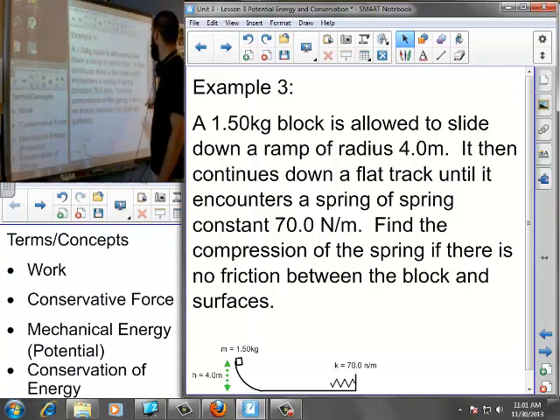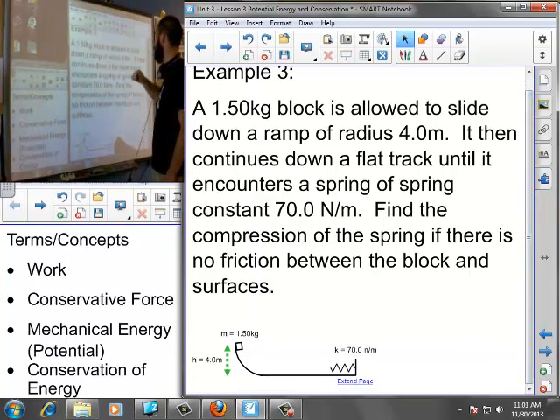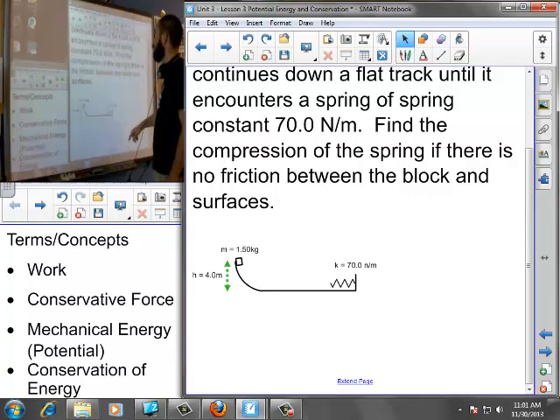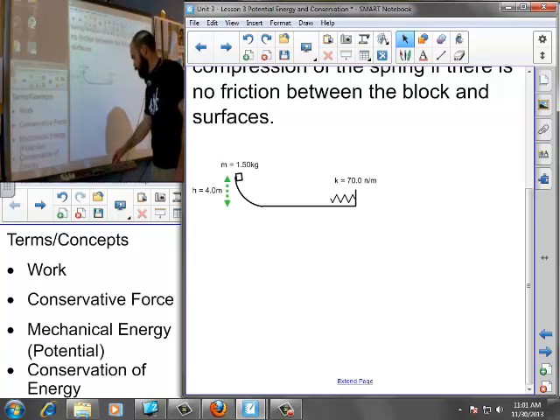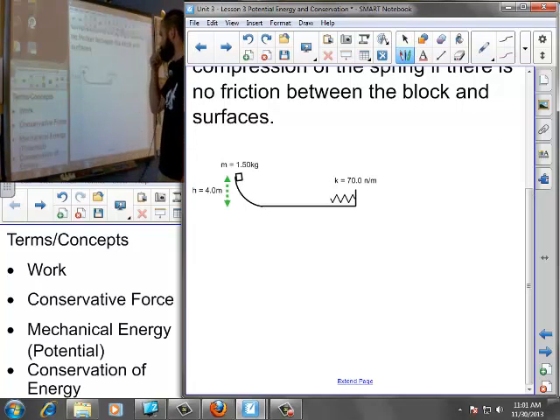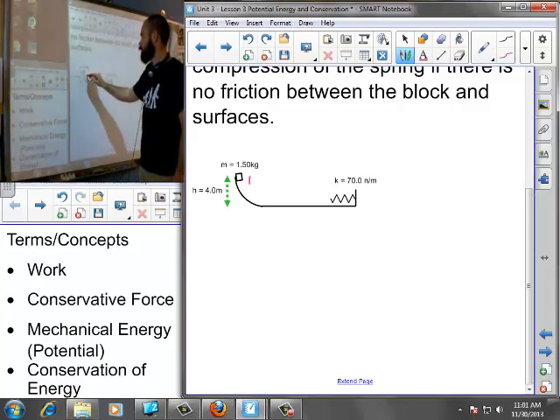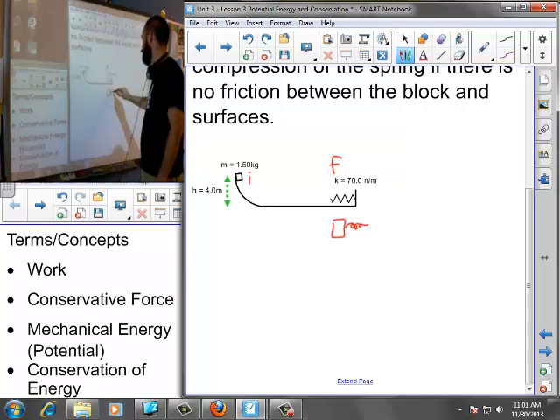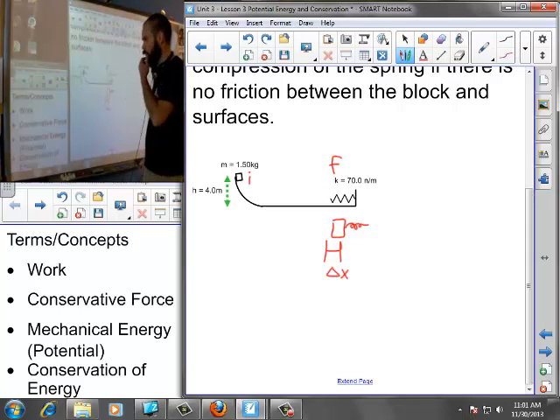Okay, we have a block that's allowed to slide down a ramp of radius 4.0 meters, and it slides down a flat track until it encounters a spring. Spring constant 70 newtons per meter, and we want to find out how far that spring is compressed. Well, it goes from this initial point to this final point where it will compress the spring and will have some maximum compression from rest of delta x.